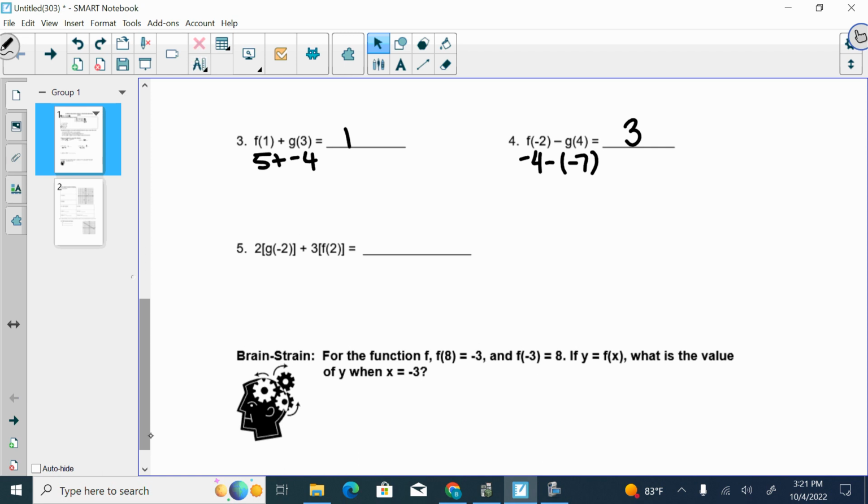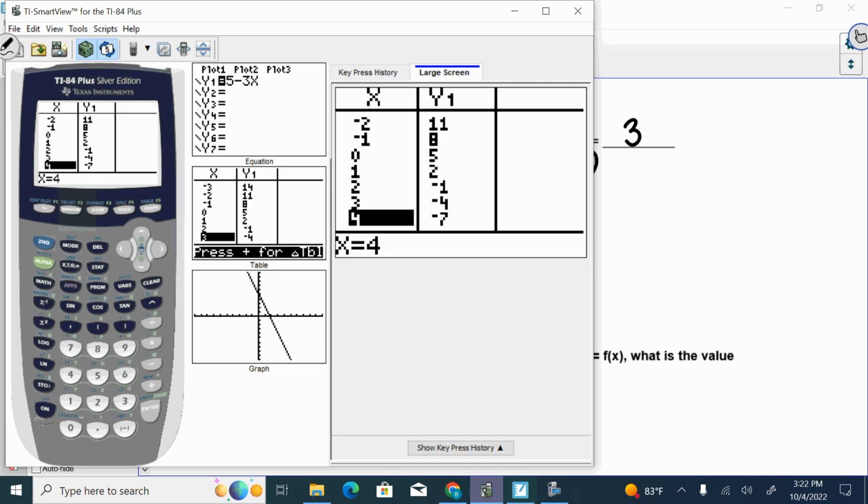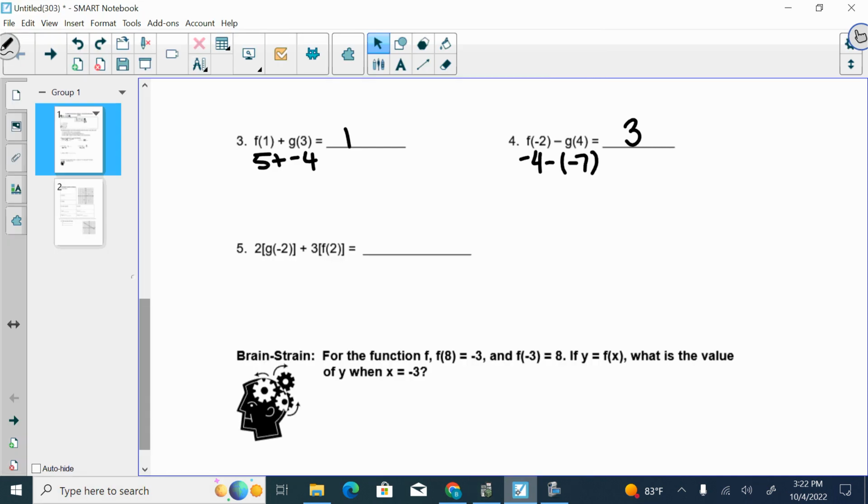Okay, last one in this section here. It says they want 2 times g of -2 plus 3 times f of 2. Okay, so which one do we currently have typed in our calculator? G. Okay, so we're going to go ahead and find g of -2 while we have it typed in. So I'm in my calculator. When x is -2, what is y? When x is -2, y is 11. Okay, so inside of this bracket becomes 11. And there's also a 2 on the outside that I'm supposed to be multiplying that by, right? Plus 3 times f of 2.